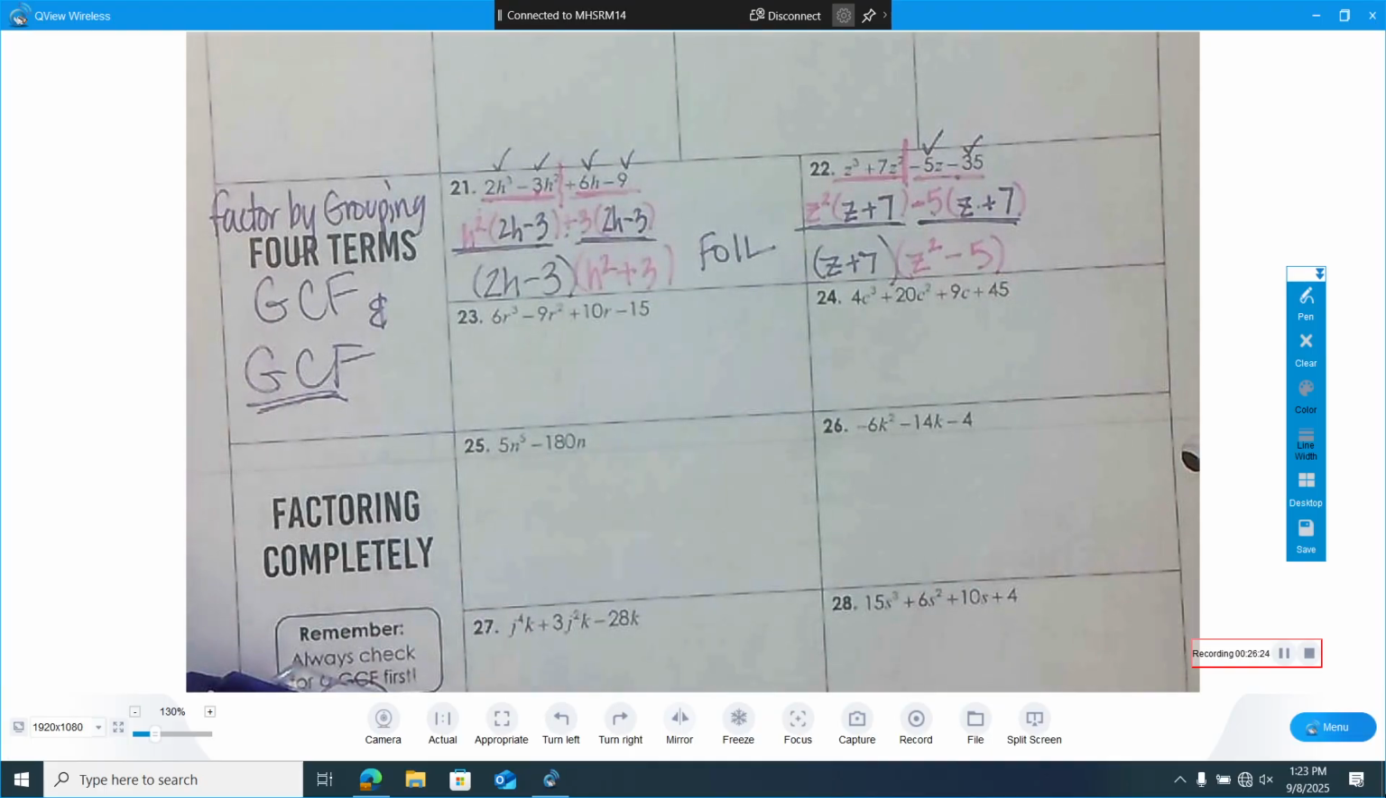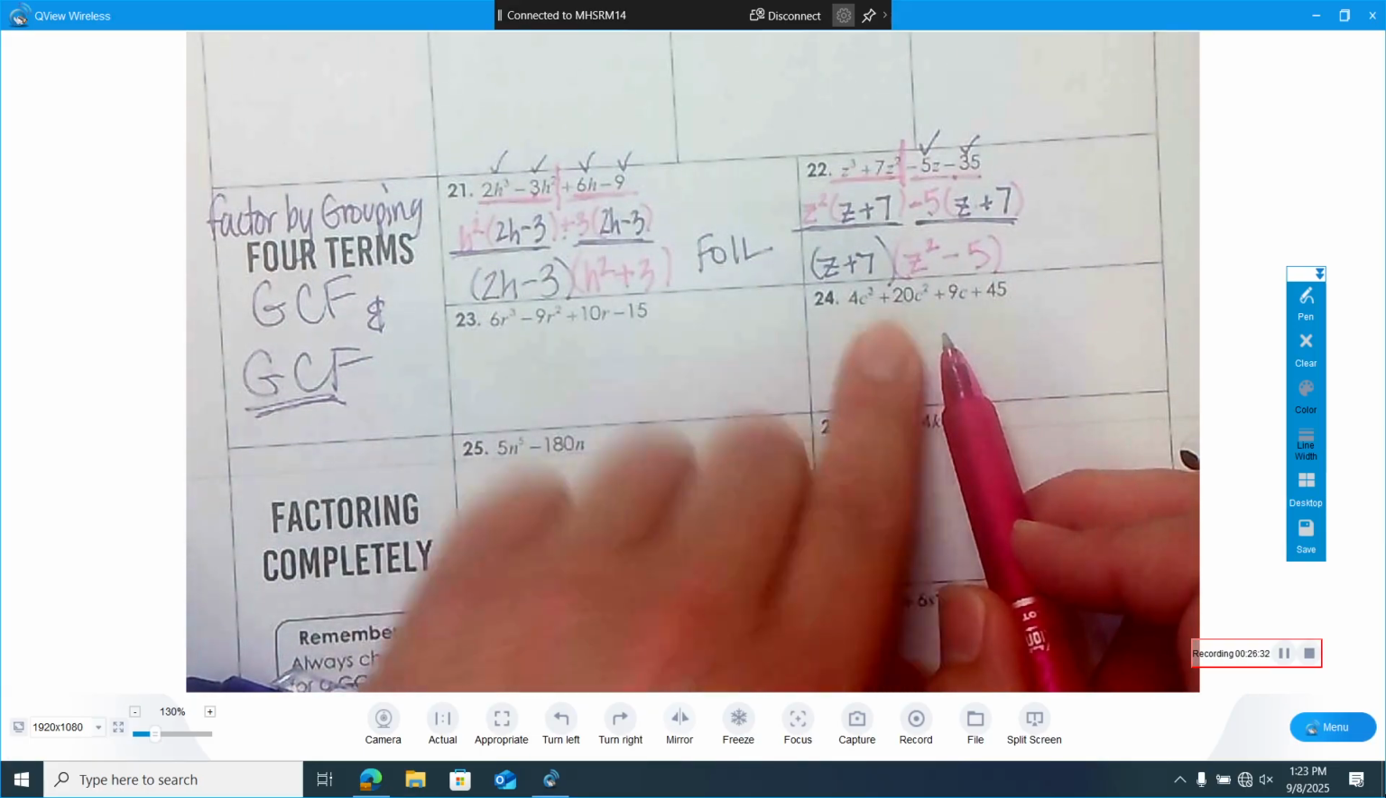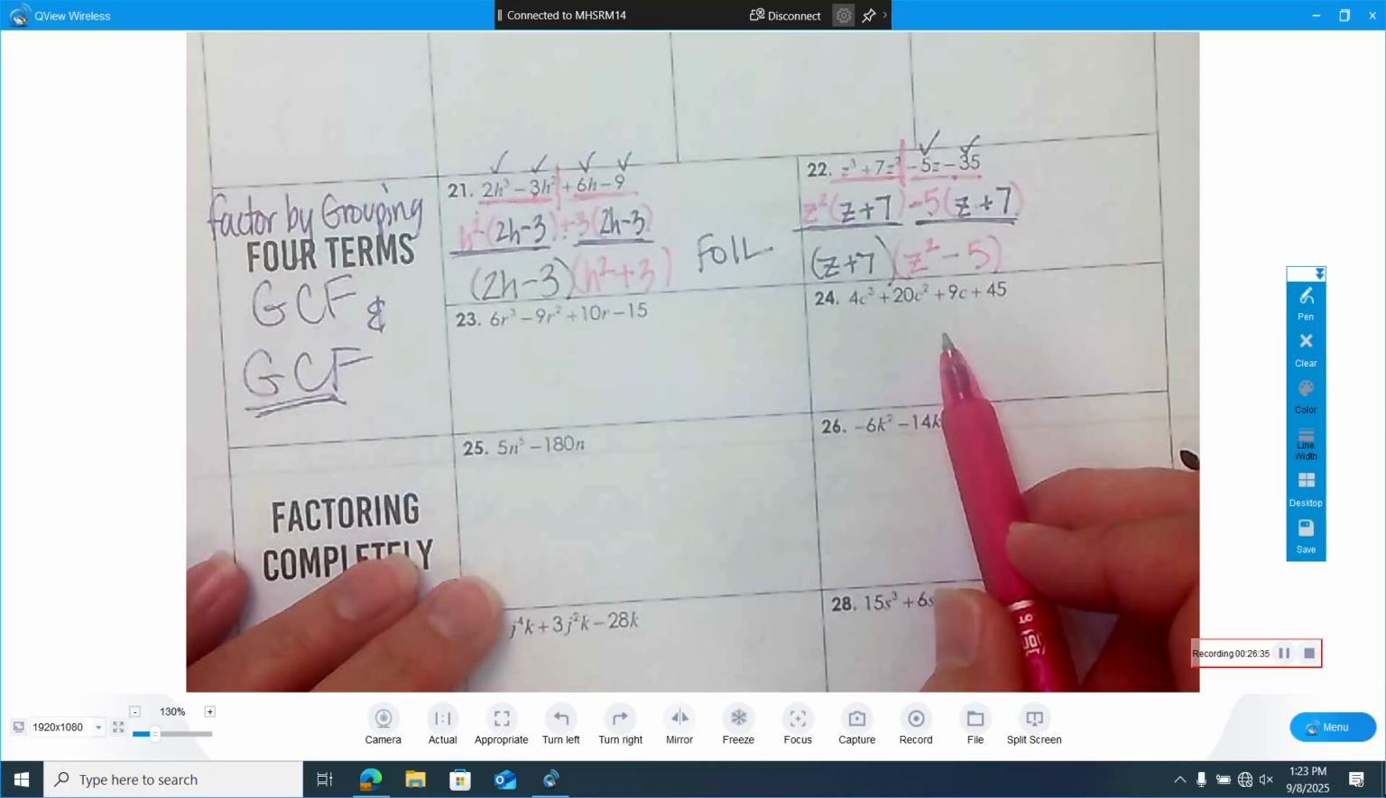Raise your hand if you think you get this. Raise your hand if you've done this before. Okay. All right. Let's just do this last one right here. Shouldn't do one with a 1. I would have done one with a 1.